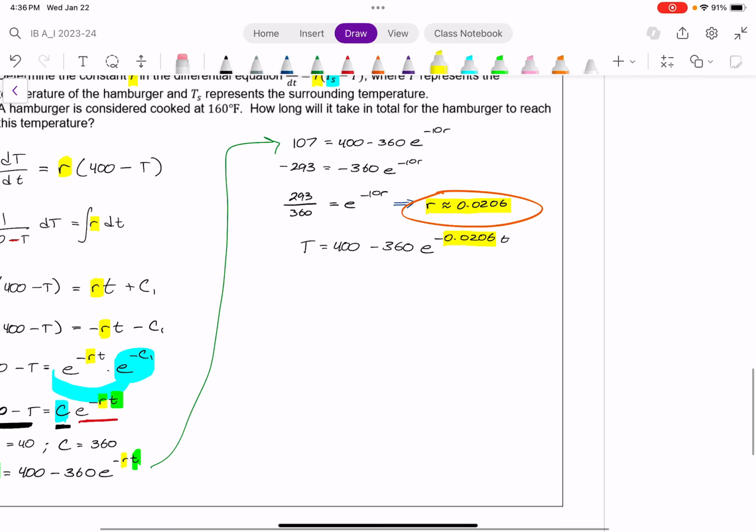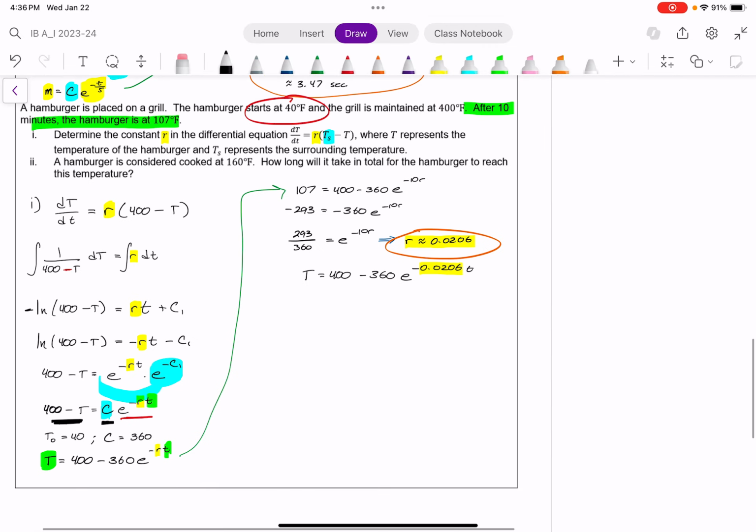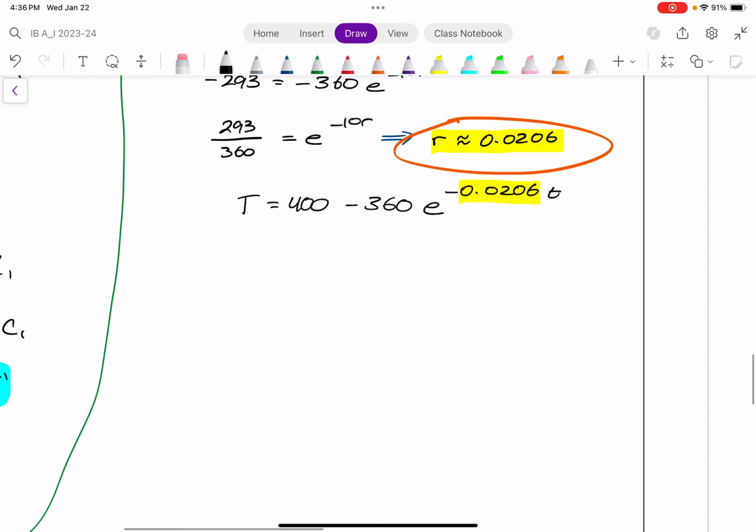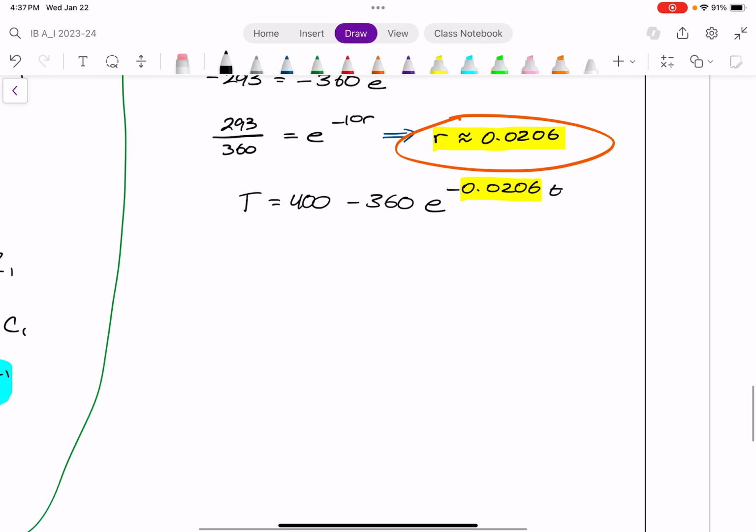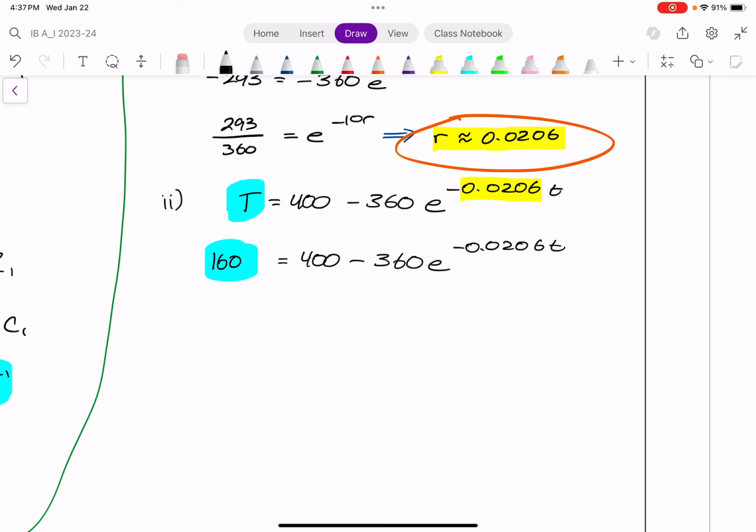And now for part 2. How long does it take for the burger to cook? It's cooked when it gets to 160 degrees. This should be pretty quick now. The hardest parts are definitely done. It doesn't ask for an exact value, so essentially for part 2, I just want to take this, and we know we want to make this temperature 160, and we want to solve for t. Because this is a little bit more messy than the previous question, I would just solve this graphically.